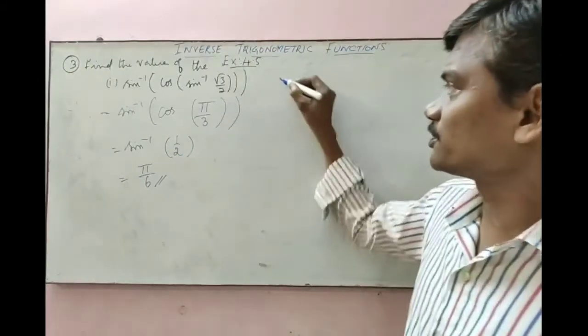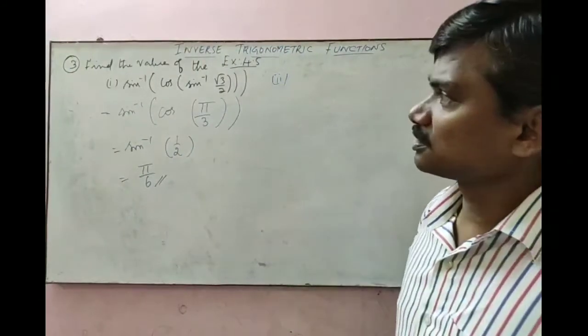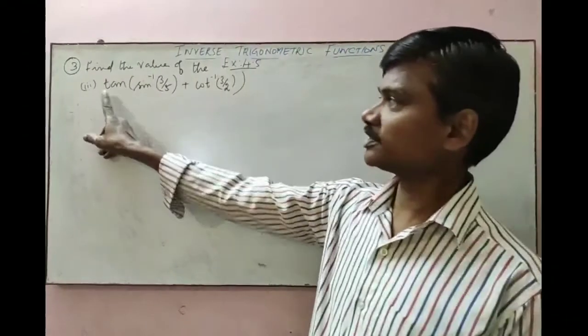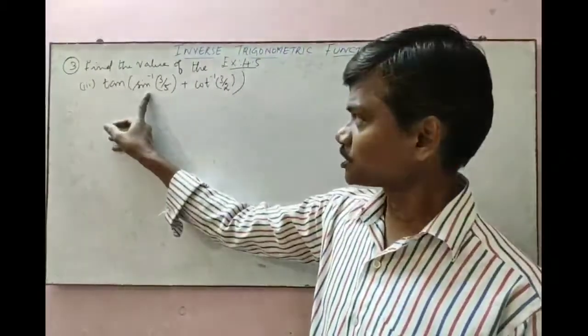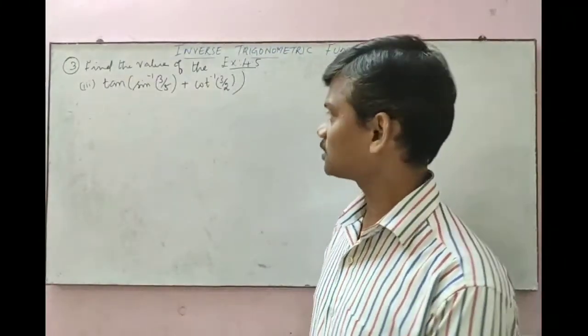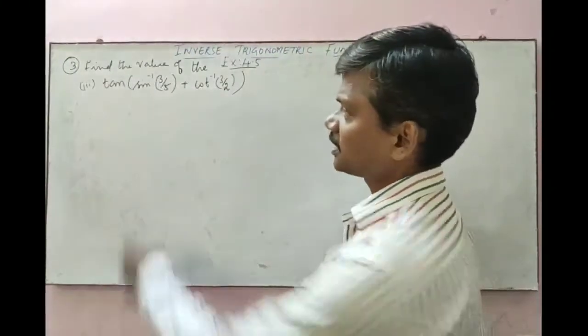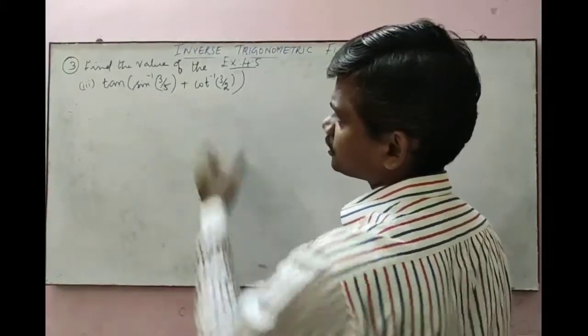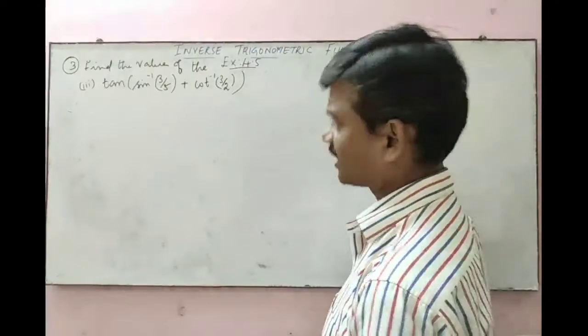Like this first sum, do the second sum as homework. Now I am going to do the third sum: tan of sin inverse of 3 by 5 plus cot inverse of 3 by 2. In the question we have tan, so we have to convert these two in terms of tan.